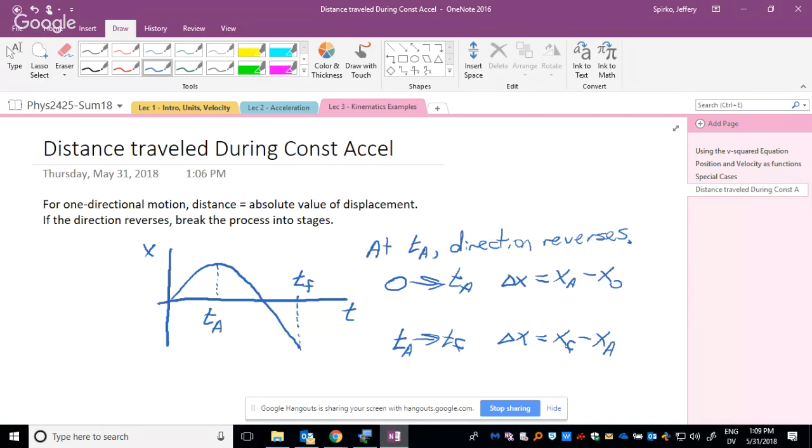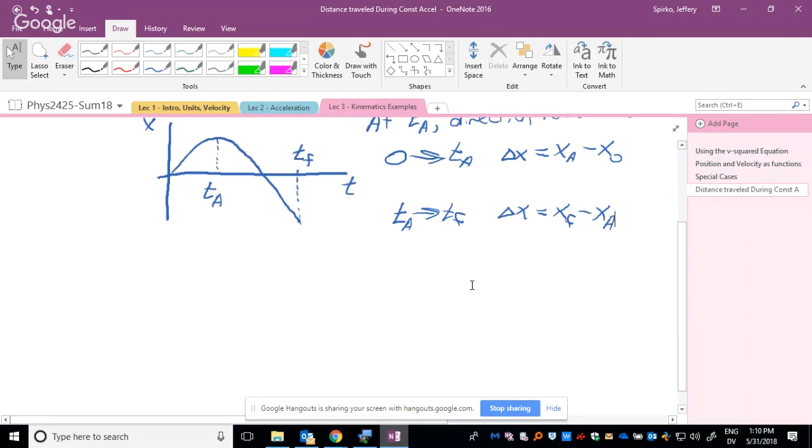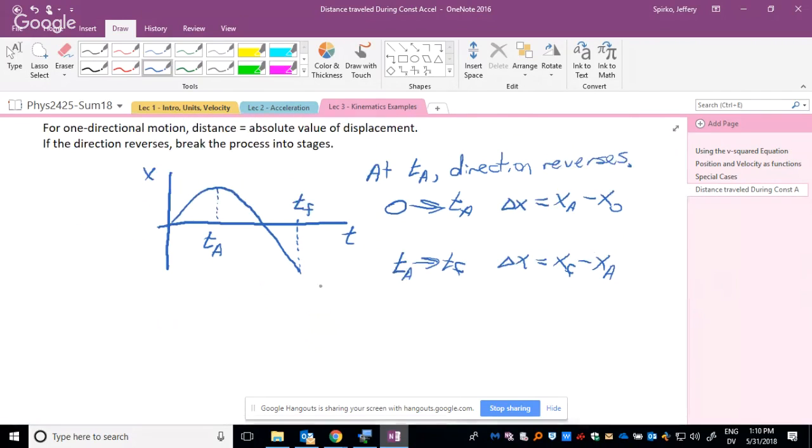So what you have to do is, my mouse and my pen were fighting each other.